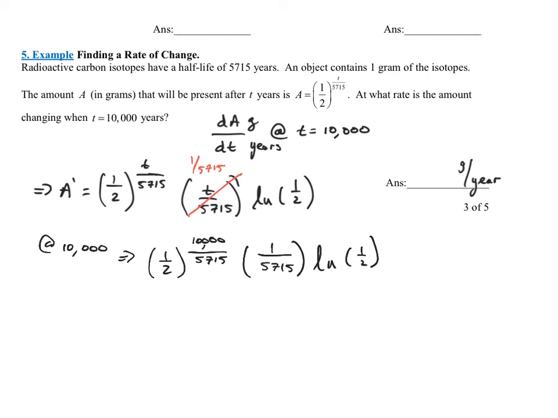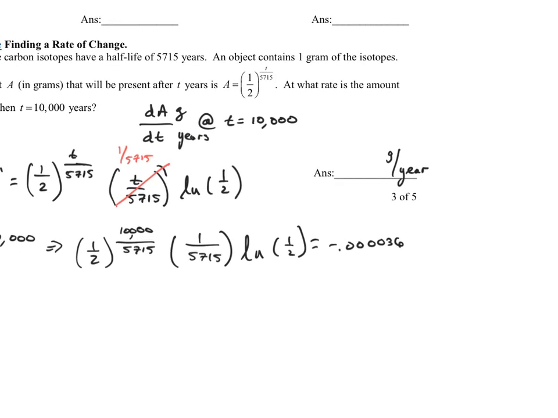Let's see what you get. Putting it into my calculator very, very carefully, here's what I'm getting. We're going to have to look at some decimal point value here. So what I got was a negative 0.000036, about. How about that right there? So what's happening? That negative value right here means that it's decreasing at a rate of negative 0.000036 grams per year.